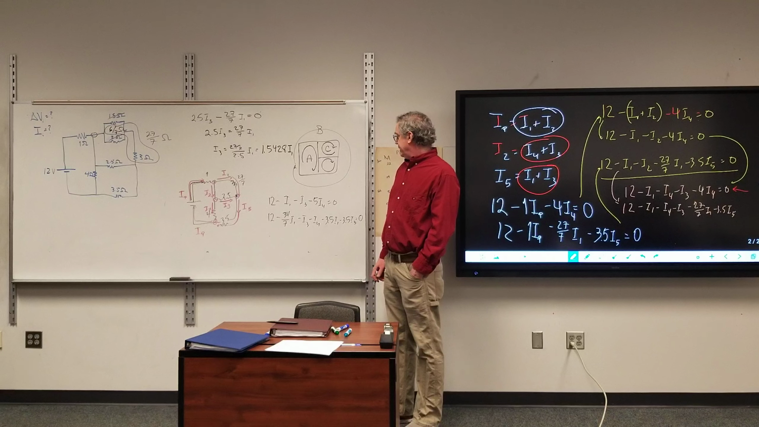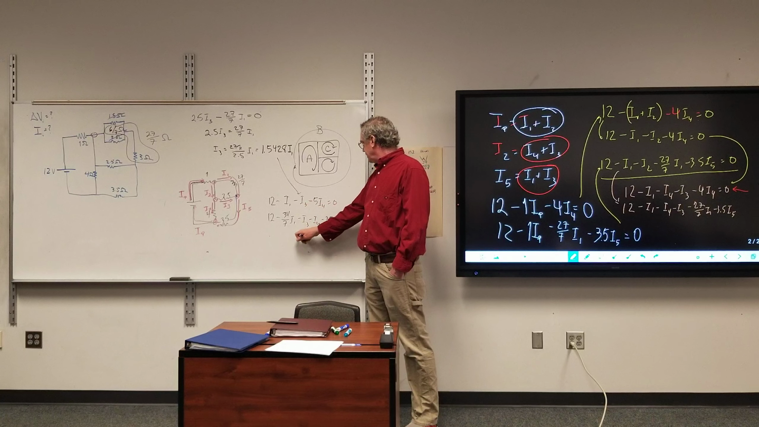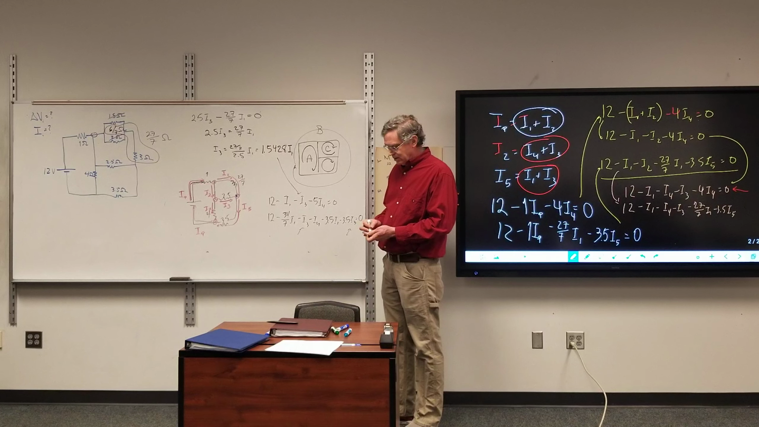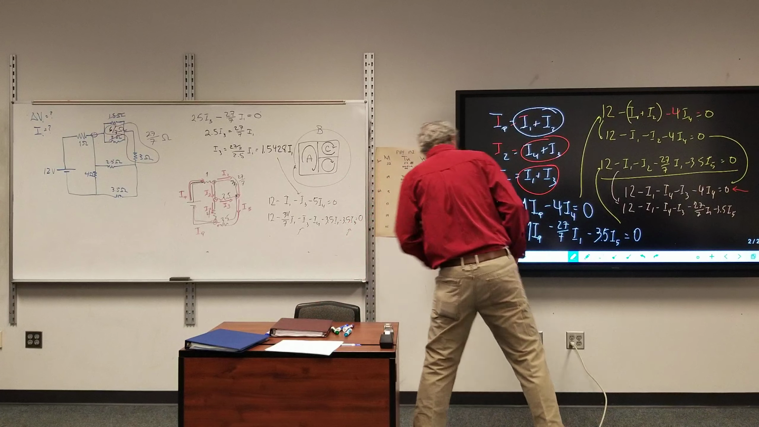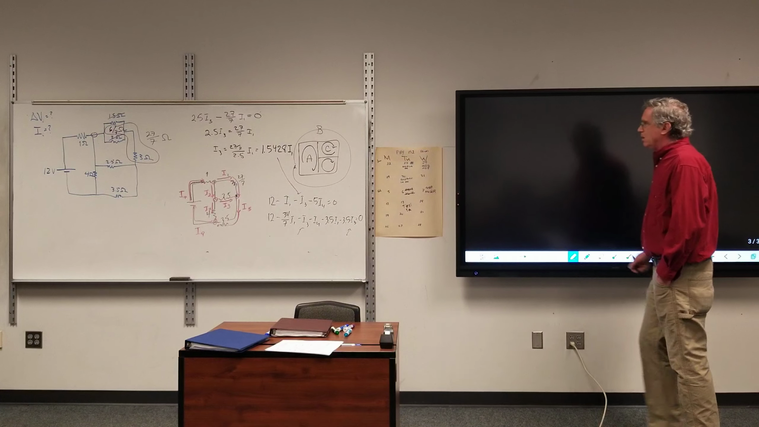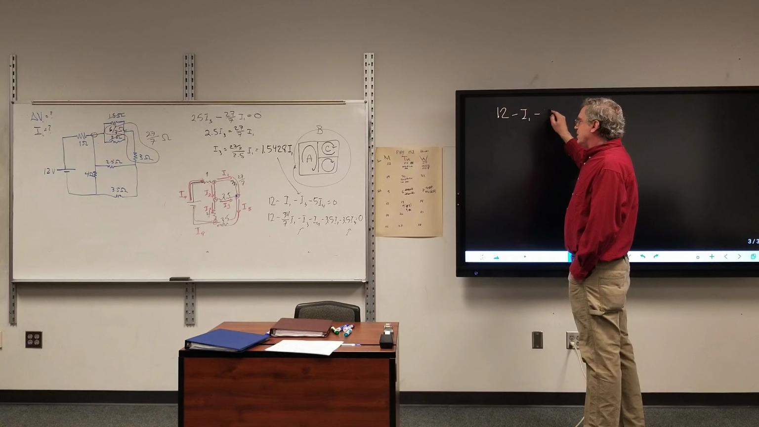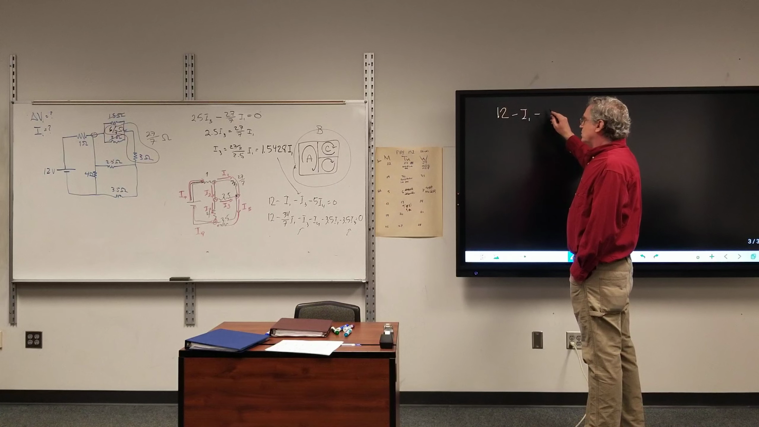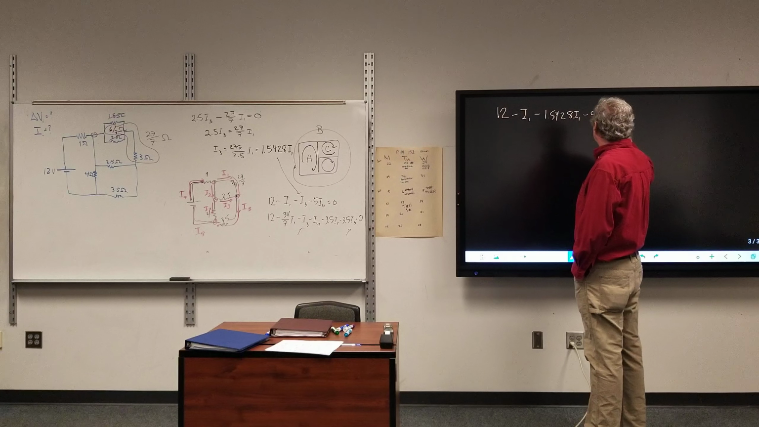All right, so I can make my I3 substitution, and for that, here and here. Since I have the equations, I can go to the next page. So I've got 12 minus I1 minus, where are we, 1.5428 I1 minus 5 I4 equals 0.